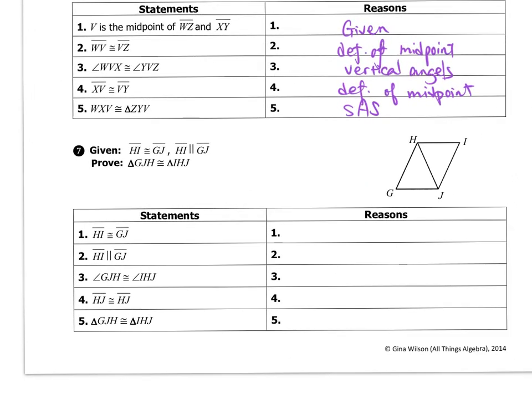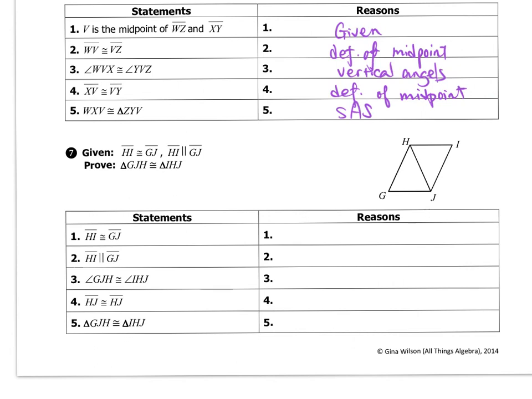So let's look at number 7. It's a little bit more challenging. Number 7, I have HI is congruent to GJ. HI is also parallel to GJ. So let's write down what's given first, and I'm asked to prove the two triangles are congruent.